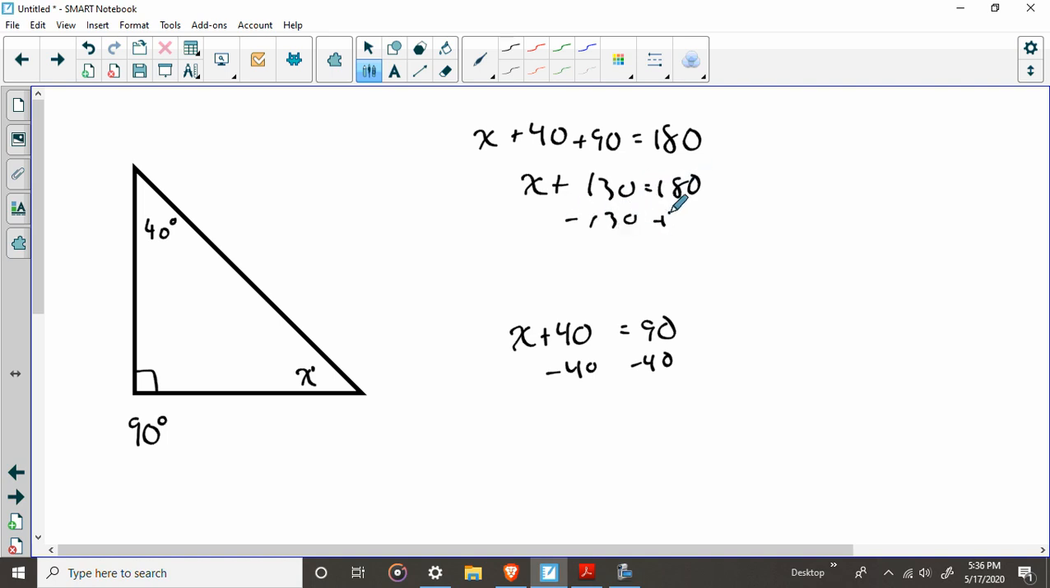If I subtract 130 from both sides, right? 180 minus 130 is 50, and X is equal to 50. Or if I do it down here, 90 minus 40 is 50, okay? And again, when you're done, if you ever want to check, you take your three angles you got, 50 and 40 is 90, 90 and 90 is 180. You can always go back and check.